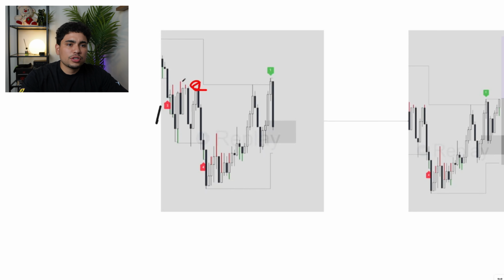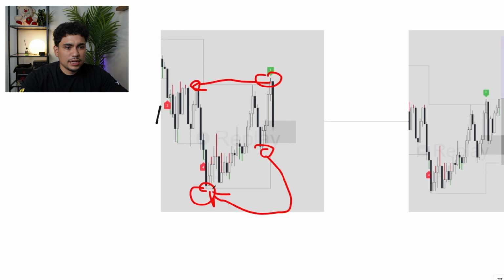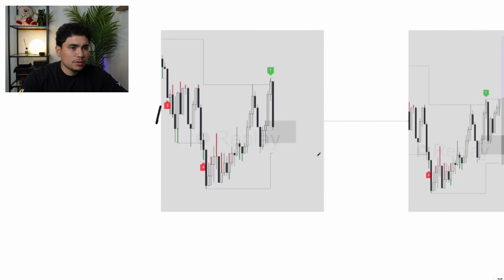But what it shows you, you see here is the protected high being broken up. So now we made a higher high and a higher low, and these lines and breaks only get shown if you have the indicator. So you really need it.